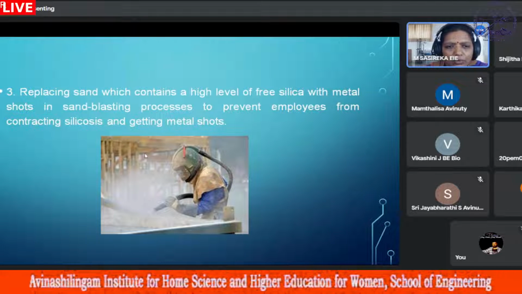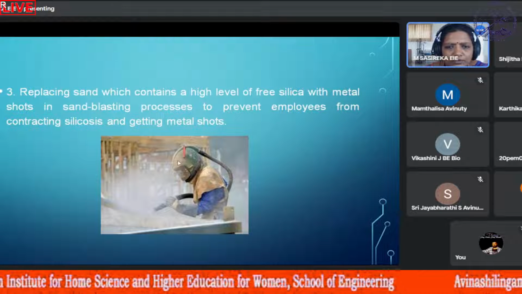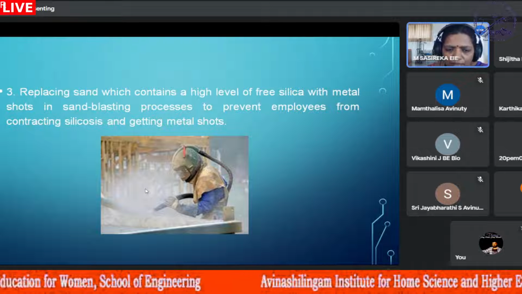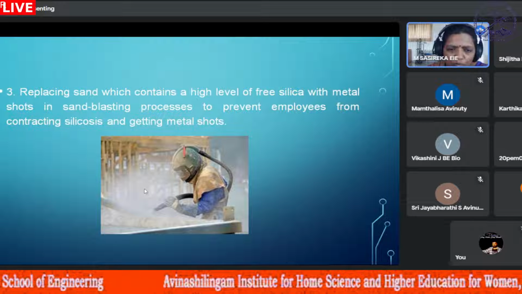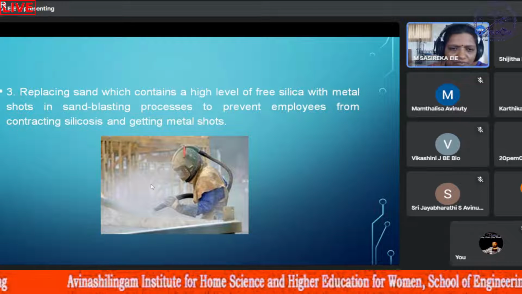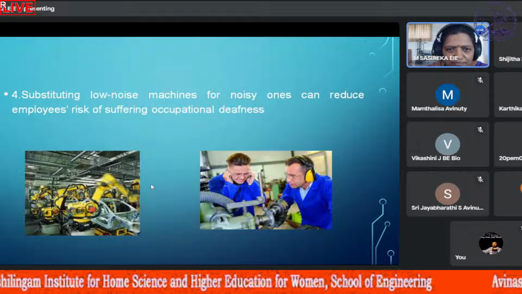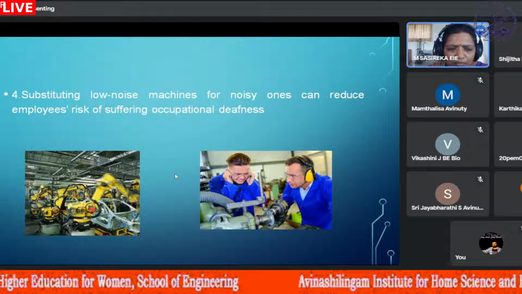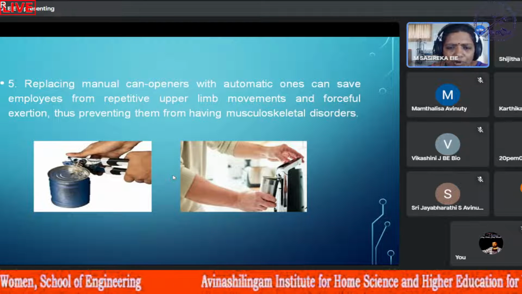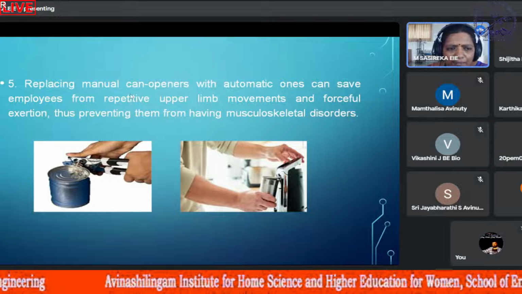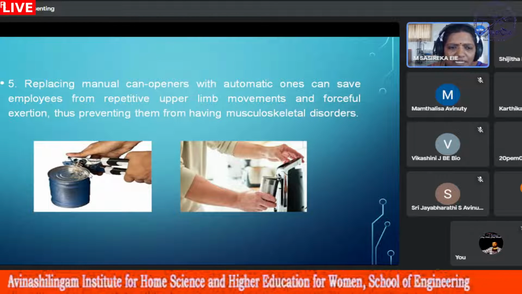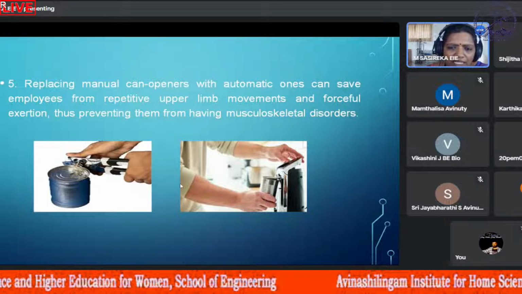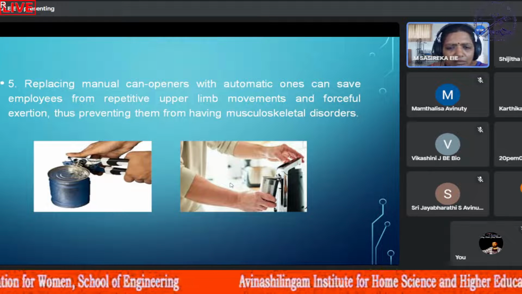And then, instead of silica, which has more silica particles and creates more dust, you can go for an alternative to silica. And for a noisy environment, you can have a shield or cover this noisy environment with proper care. Then consider replacing the manual can opener, which you continuously lift, no? That may create some problems in your hands. That can be avoided by converting it into an automatic one.